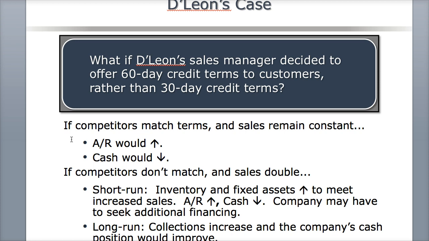If the competitors don't match and sales double, in the short run, fixed assets will go up to meet the increase in sales. Accounts receivable will go up, but cash will go down. So the company may have to seek additional financing. In the long term, the collections increase and the company's cash position will improve if they can translate these sales and collect the accounts receivable after they catch up on those 30 days. They can get some of that money back.